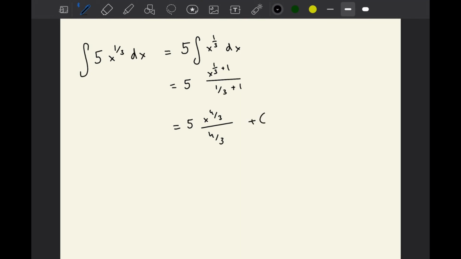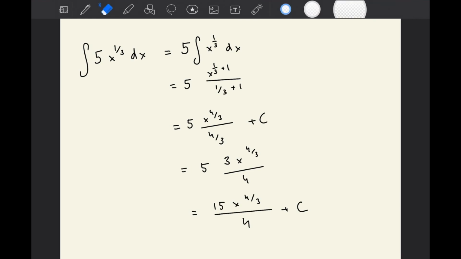Plus c also. To simplify this, first, let's figure the situation out. When we divide by a fraction, we reverse the fraction and multiply. So we have 5 times 3x to the power of 4/3 over 4. And then we multiply by 5. So it's going to be 15x to the power of 4/3, all of that over 4, plus c. Alright, so this is our final answer.